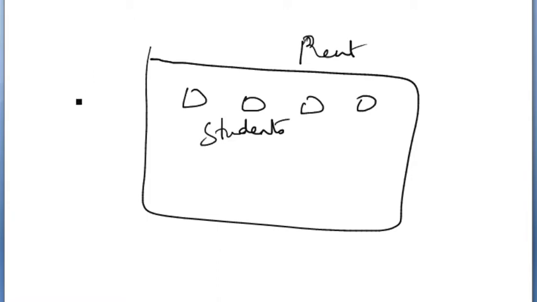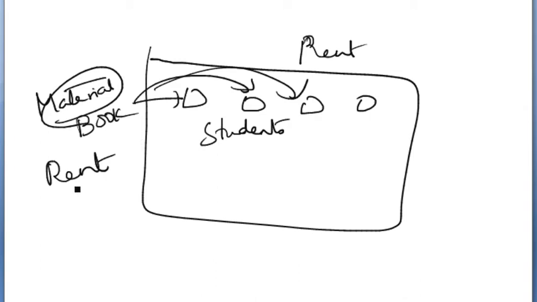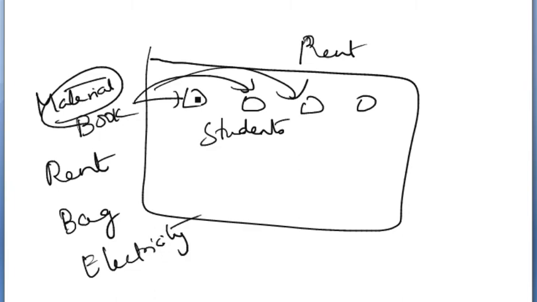Now, let's say what are all the costs you'll incur? You'll have material cost, the book, which you need to give to all the students, right? Then you'll be incurring rent cost. Then, for example, you are providing bags to all the students, then that also has to be incurred, right? Okay. Now, let's say you have electricity also. Like that, there are so many expenses.